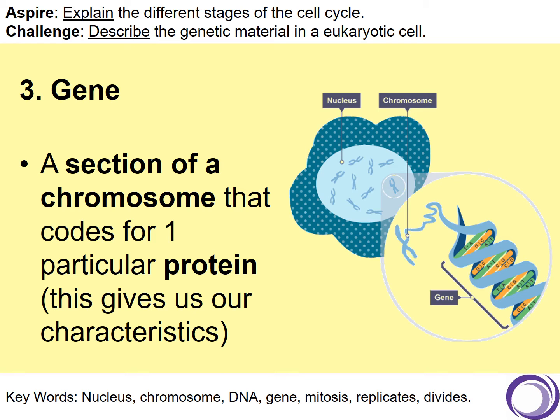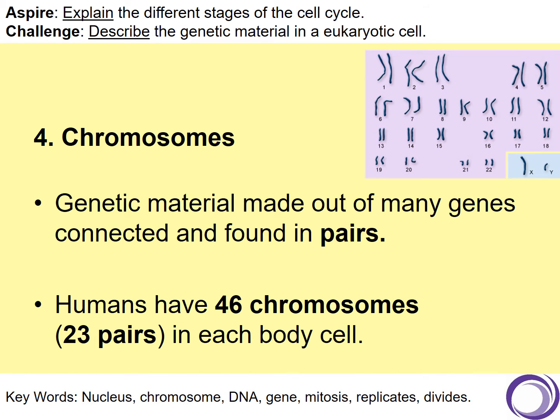So a tiny part of your chromosome will be one gene, and that gene codes for making a certain protein. The gene is made up of DNA. So DNA is a small thing, a strand of DNA. So some of that DNA will make up a gene, and then loads of genes make up a chromosome, which is what we'll move on to now. So basically, these chromosomes are just long strands, massive long strands of DNA.